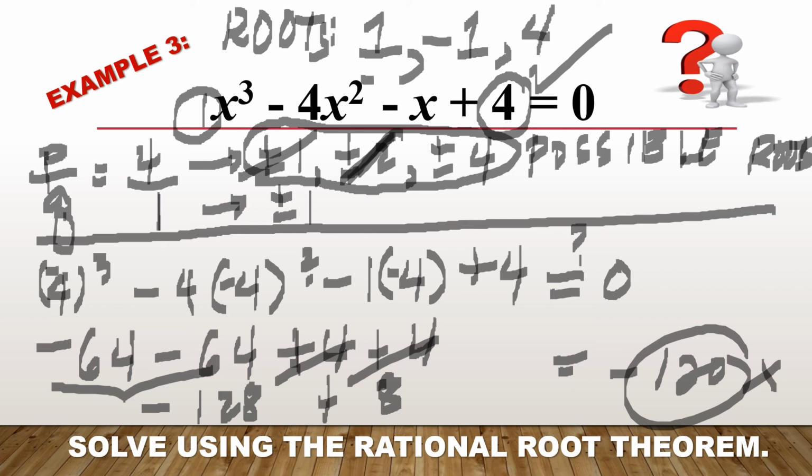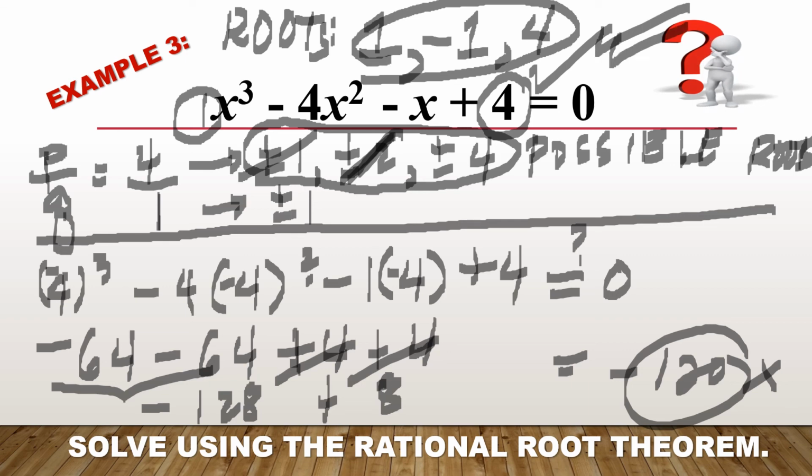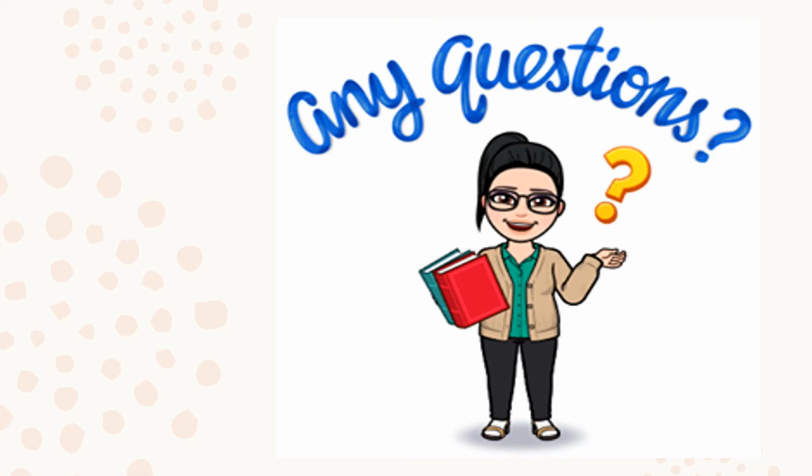So finally, we have now the following. 1, negative 1, and 4 are the roots of the given polynomial. That's all for now about the examples on how to find the factors and roots or zeros of the given polynomial using the rational root theorem.